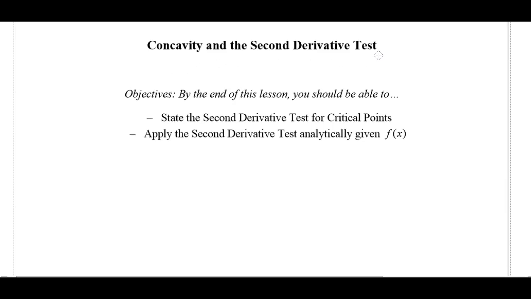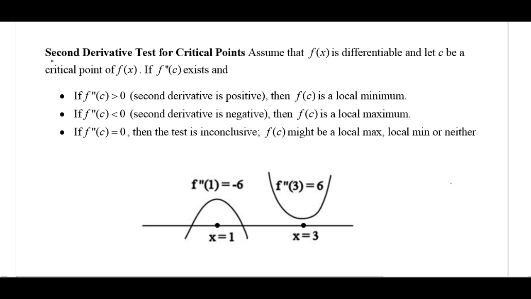Concavity and the second derivative test. Alright, let's take a look at the second derivative test for critical points. So our goal of this test is to help us determine whether or not there's a local maximum, local minimum, or neither at the different critical points we find.